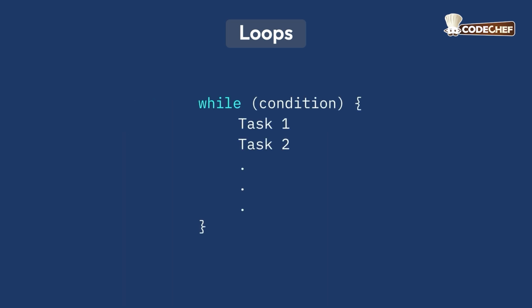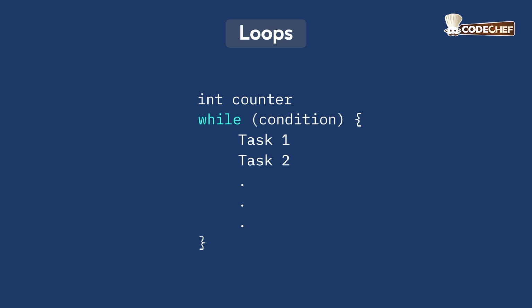A while loop repeatedly executes a block of code as long as the condition is true. Here's the basic structure of a while loop in Java. First, we need a counter to track how many cookies we have eaten. Since we haven't started eating yet, the initial value of the counter is 0. Next, we set the condition for the loop. In this case, the condition is to continue eating as long as the counter is less than 3.